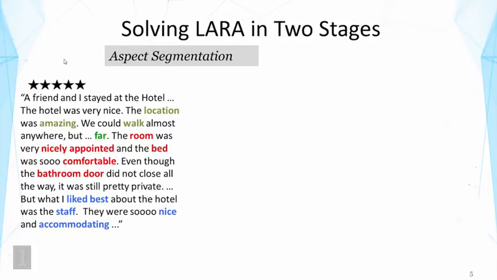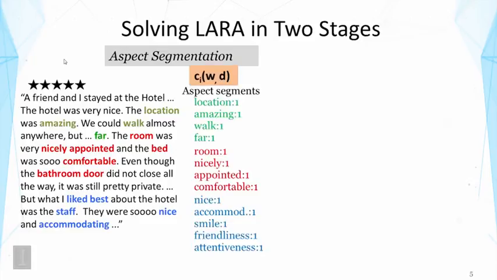So we're going to figure out what words are talking about location, what words are talking about room, condition, etc. So with this, we would be able to obtain aspect segments. In particular, we're going to obtain the counts of all the words in each segment. And this is denoted by C sub I of W and D.